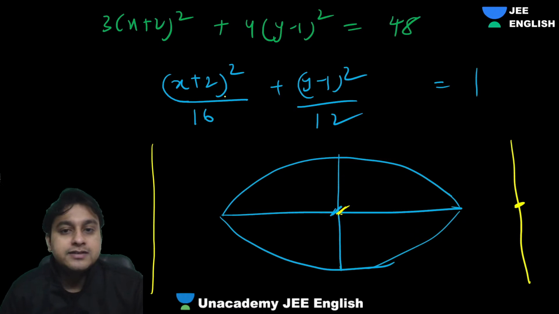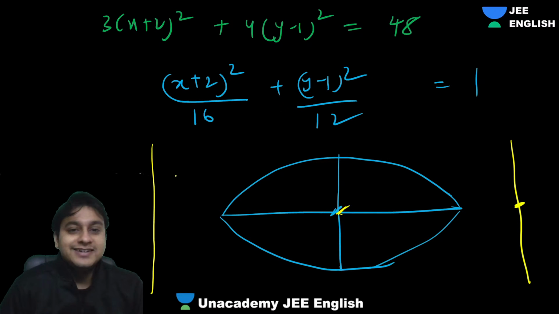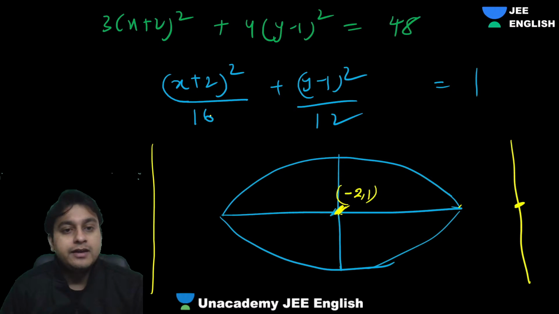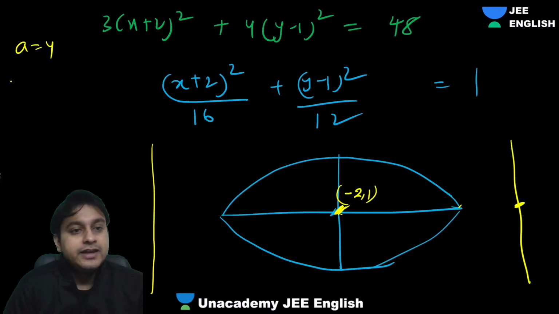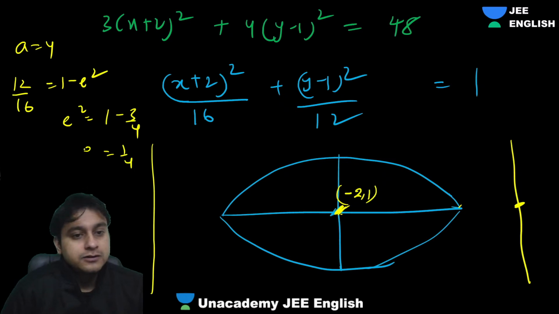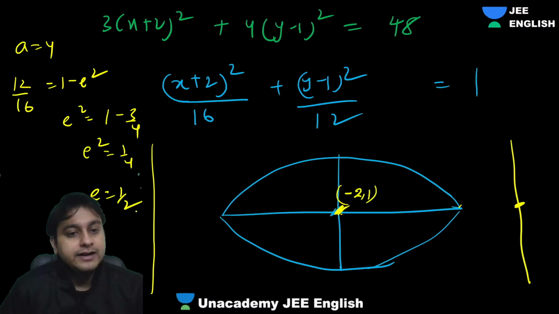Okay, what is the center, guys? Anyone? Any idea? What is the center? Center will be what, guys? It shifted to minus 2 comma 1, right? Minus 2 comma 1. Okay, great. So guys, can I say that a, we can calculate, a is 4. E, let's calculate quickly. 12 by 16 equals to 1 minus e square. E square is coming as 3 by 4. So 1 minus 3 by 4, which is coming as 1 by 4. Okay, that means e is half.